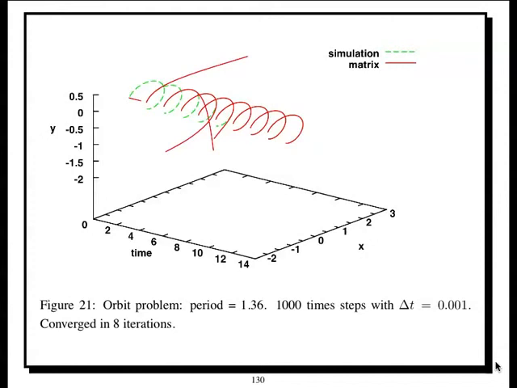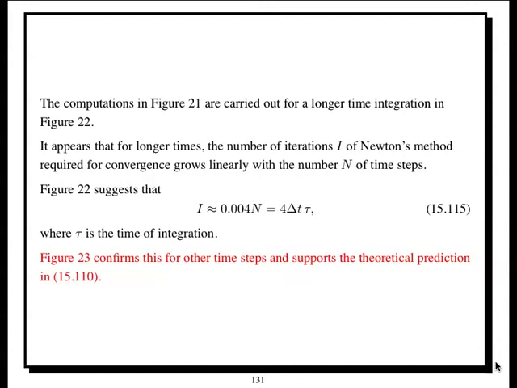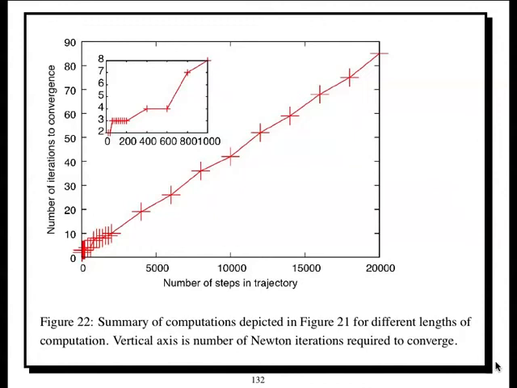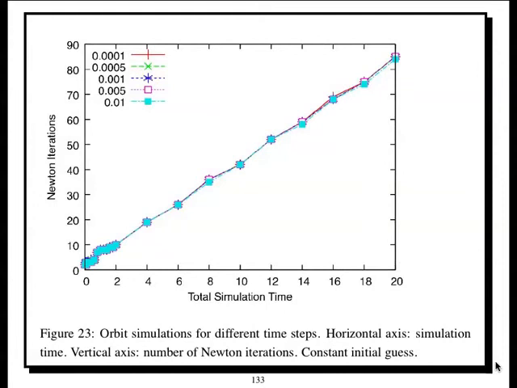So Newton's method works. And you can look at how many Newton steps are required as a function of the number of steps in the trajectory, and you get plots like this, and we've looked at a lot of such plots. Really what you want to ask is how does it depend on simulation time?